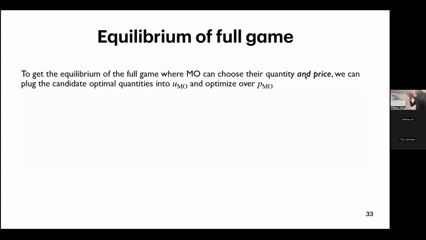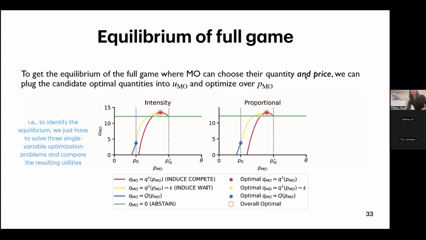Okay, so that was for the constraint game. Now we can use that to solve for the equilibrium of the full game, where now the marketplace operator chooses both their quantity and their price. Since there's a finite set of optimal quantities given a price PMO, we can just plug that into the utility and optimize. It'll look something like this.